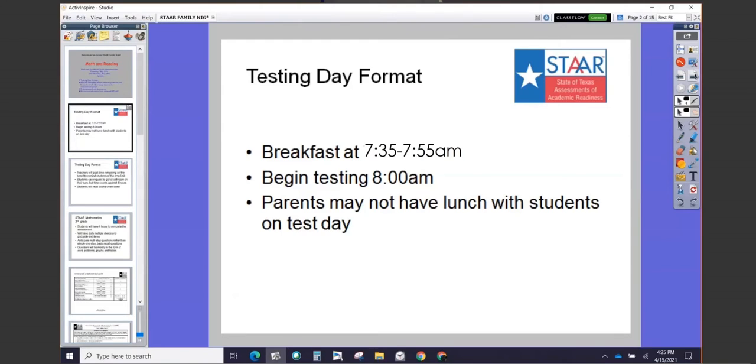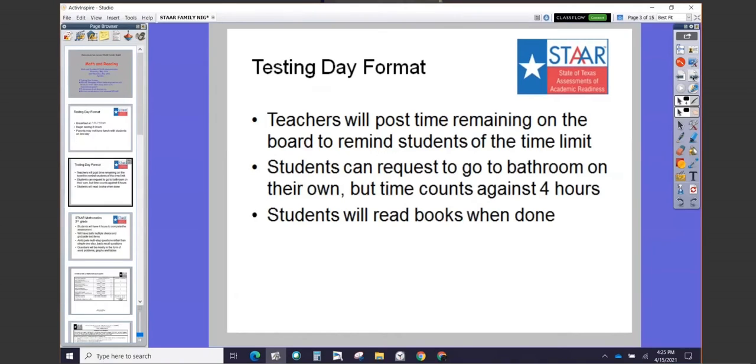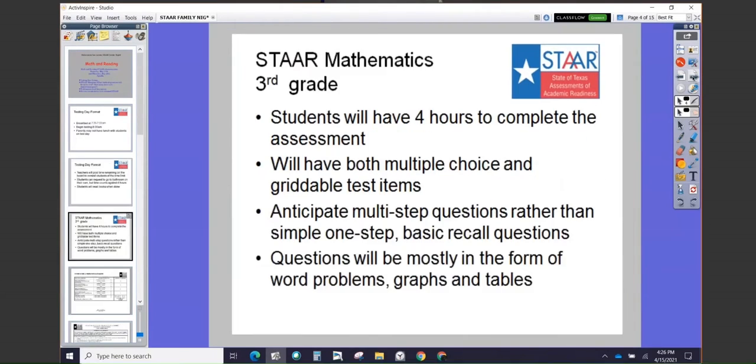Testing will begin at 8 a.m. Parents will not be allowed to be coming to school, no visitors that day. The testing will run for 4 hours, so teachers will be posting time limits on the board to remind students of the time. Students can request at any time to go to the bathroom, and it is counted in that 4 hours. When students finish, they may read a book. Students will have that 4 hours to complete the assessment.